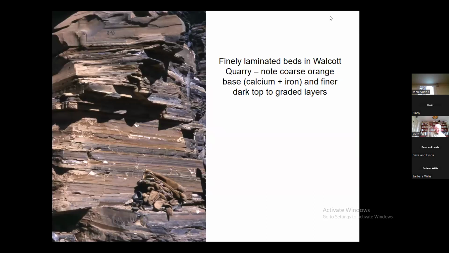And thirdly, you'll see that these beds occur in couplets. There's a coarser grained orange base, which is calcium and iron, and then it grades up into a finer grained gray, muddy top. So these are little graded sequences, and each one of those is a separate episode of sedimentation.